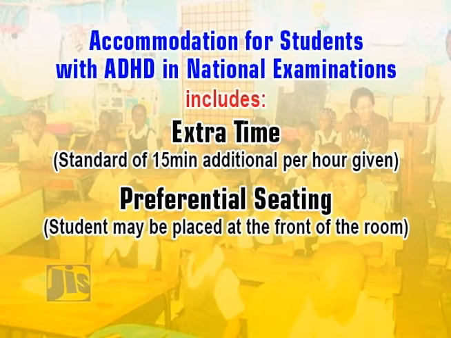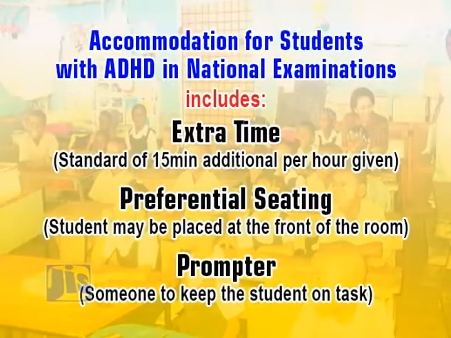Preferential seating may be that the child is placed at the front of the room so that the invigilator, having noted on the paper that the child has a challenge, is able to give an eye to ensure that the child is kept on task. In more severe diagnoses, the child is assigned a prompter, and the responsibility of that prompter is solely to keep the child on task. So if the child is daydreaming or wandering off in his mind, just a gentle tap or nudge to help the child refocus.